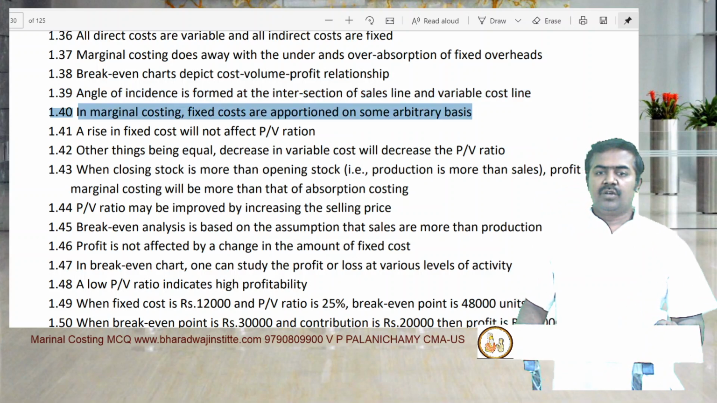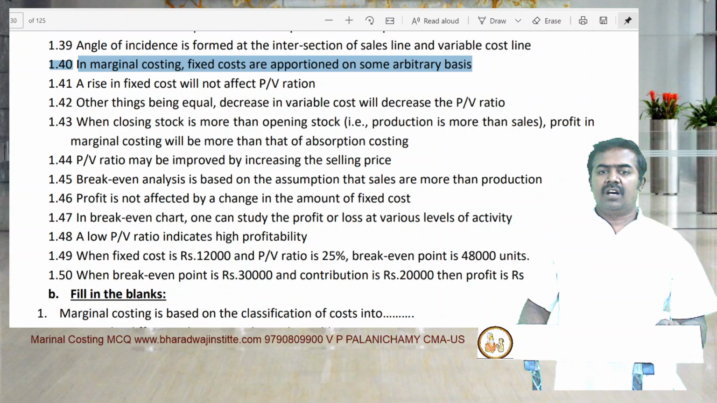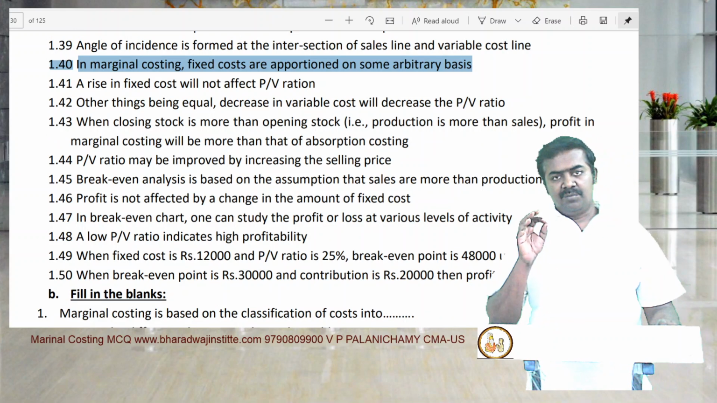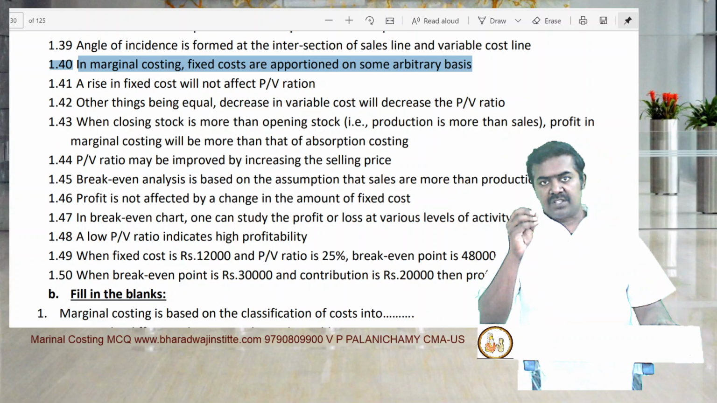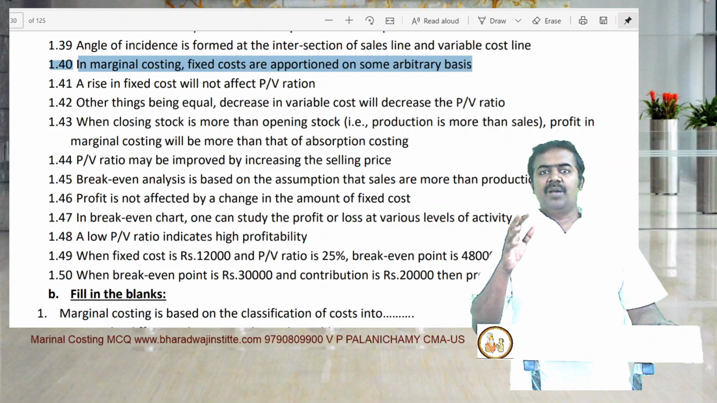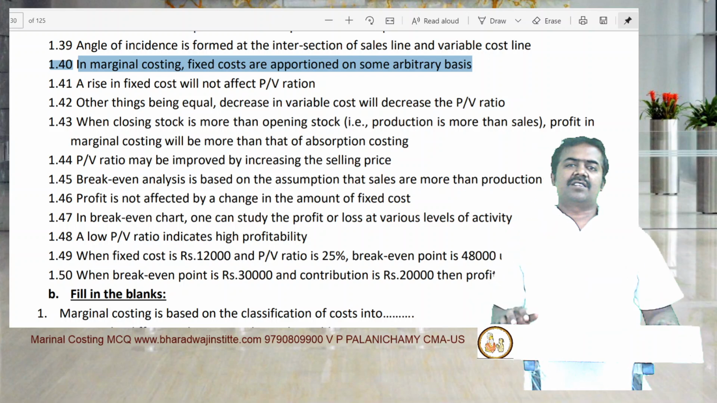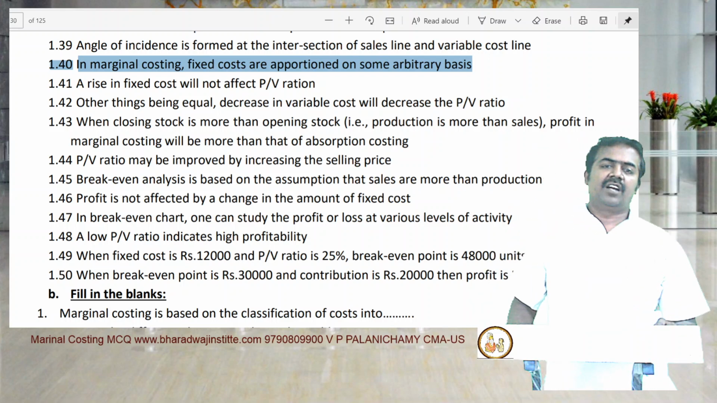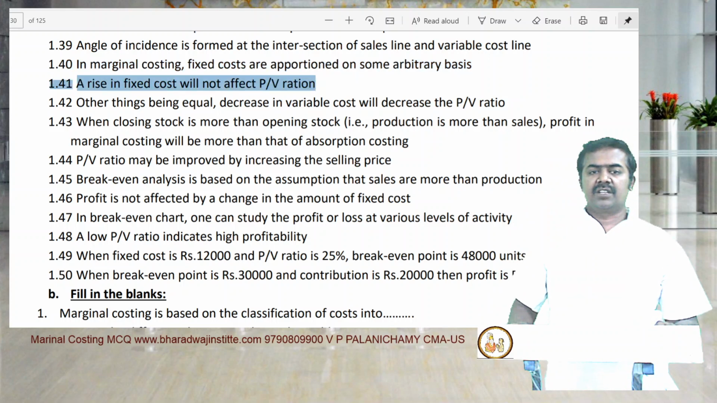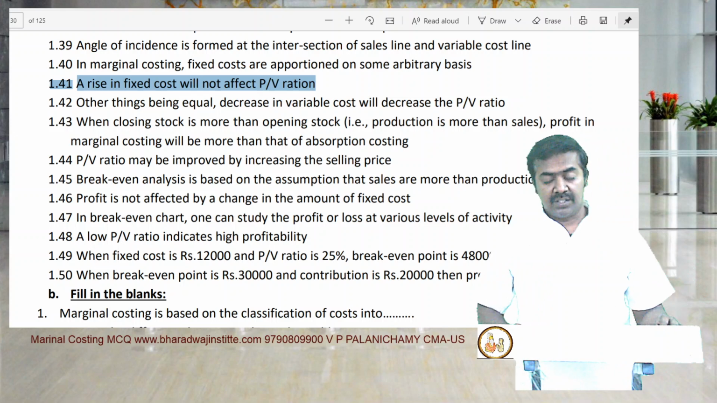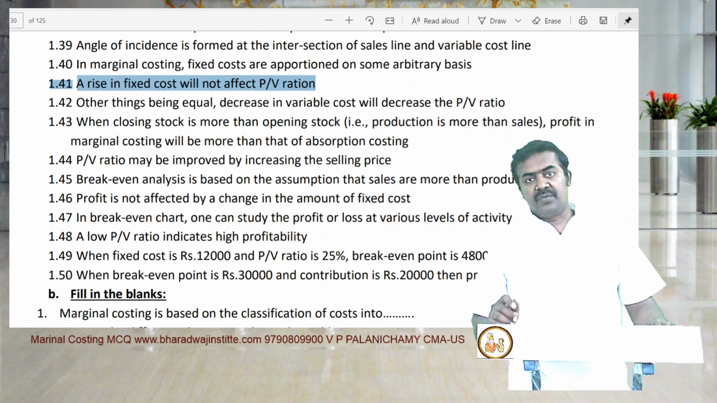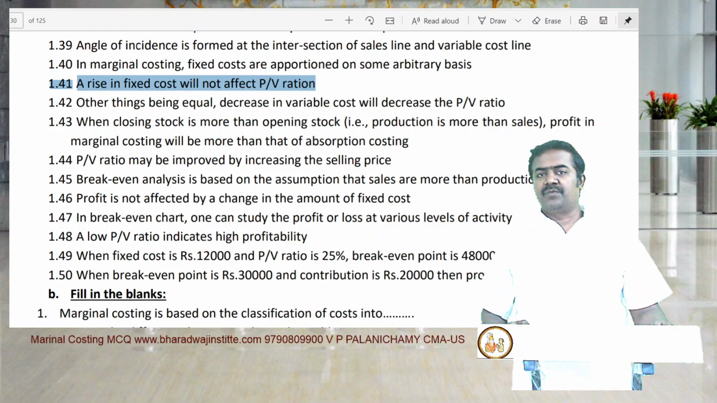In marginal costing, fixed costs are apportioned on arbitrary basis. False. In marginal costing, we don't apportion fixed cost at all. Only variable cost is considered. Fixed cost is just taken for calculating profit or loss. We don't apportion at all. A rise in fixed cost will not affect the PV ratio. Yes. PV ratio is affected only because of sales and variable cost and not because of fixed cost.